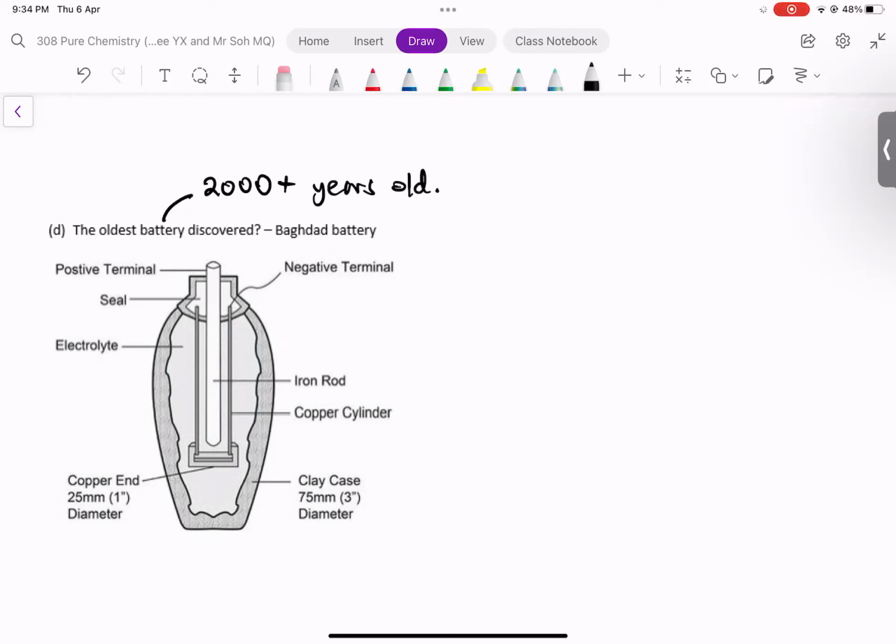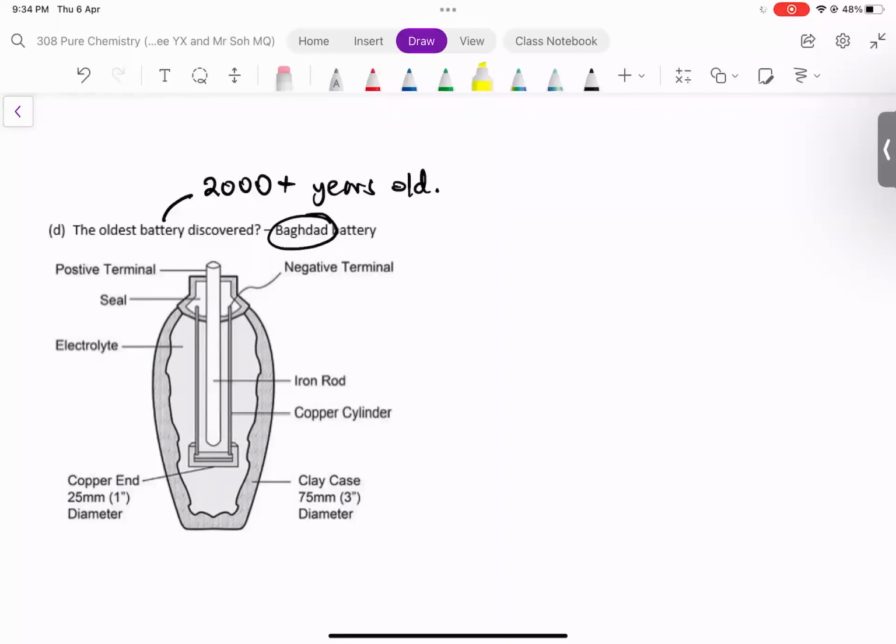Okay, this was discovered in the 1930s, but as of 1930, it was already 2,000 plus years old. Can you imagine how old this is? Now, this is called a Baghdad battery because it was discovered in Iraq, in Baghdad. And it was used by ancient civilizations 2,000 years ago. So this might actually be the first battery, and you can begin to see how this works.